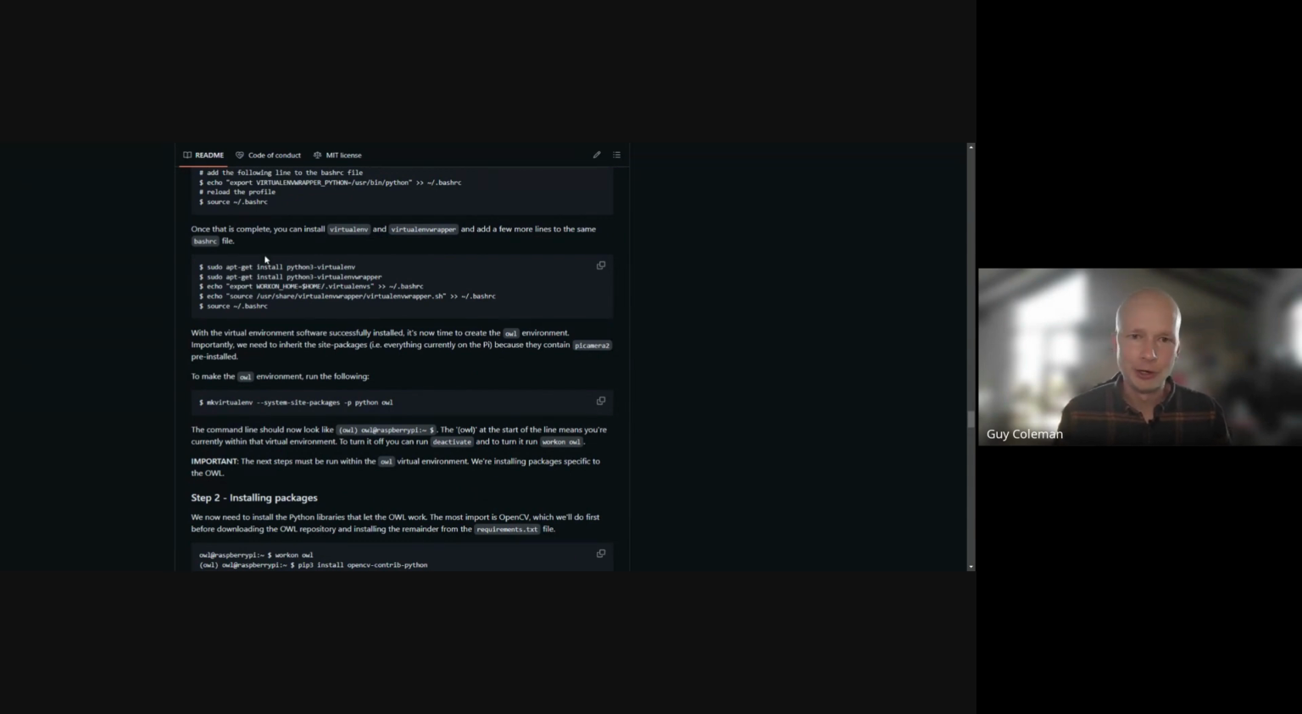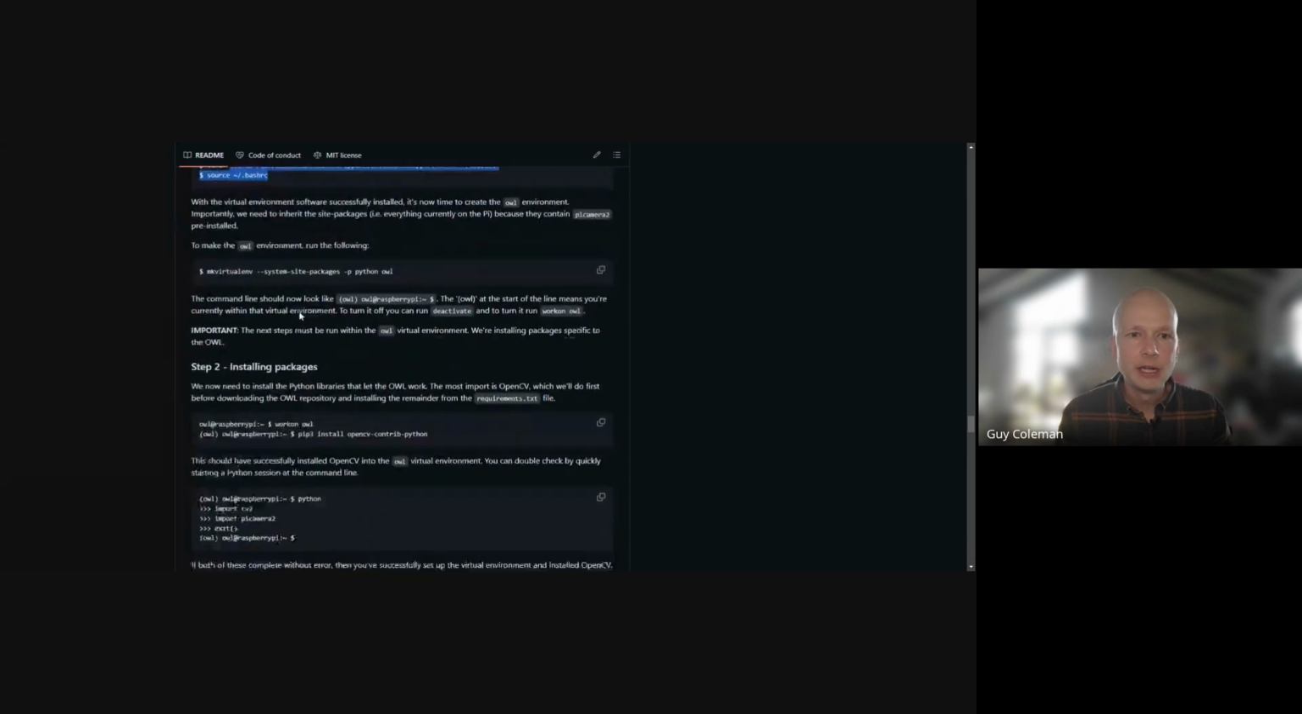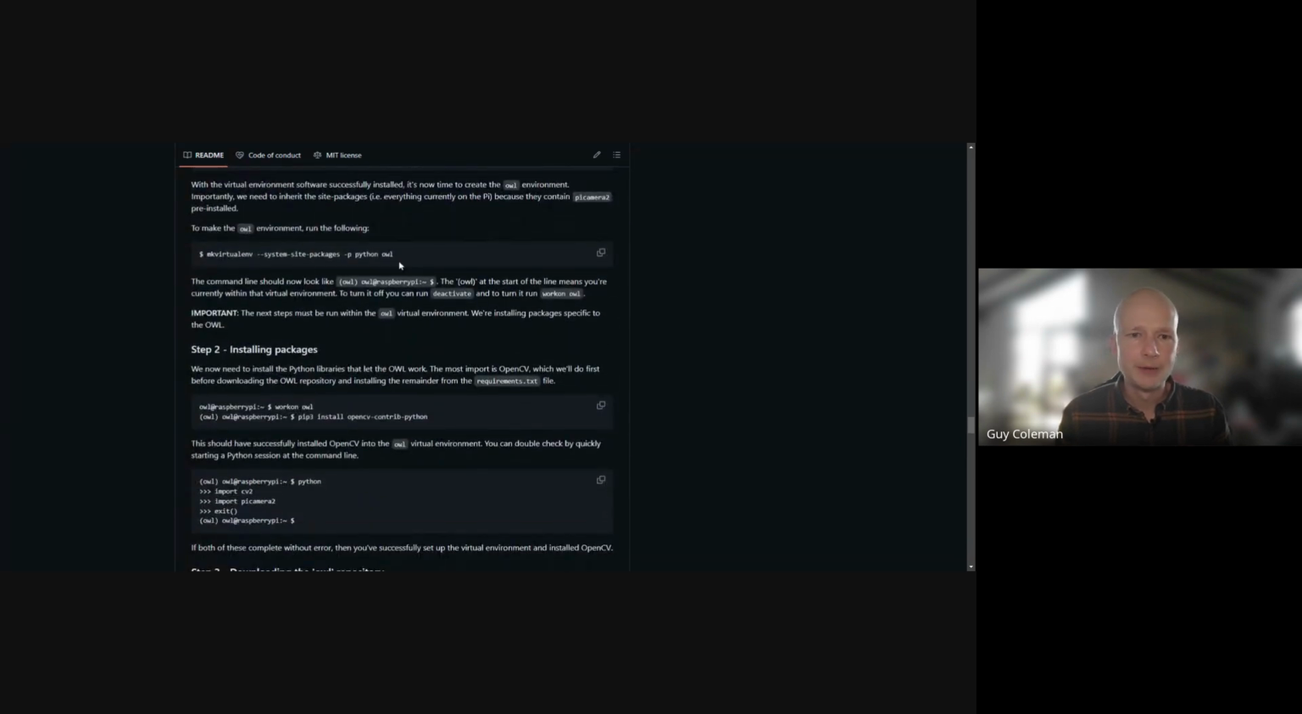But it doesn't take too long to install the virtual environments. You set them to load automatically through the bashrc file. Then you make that virtual environment and just make sure you call it OWL. Also very important is system site packages. That means it will adopt or transfer the Pi camera library into that OWL virtual environment. So that's really critical if you're doing any vision-based work with a Raspberry Pi and you want to create a virtual environment. At least that's the best way that I've found.